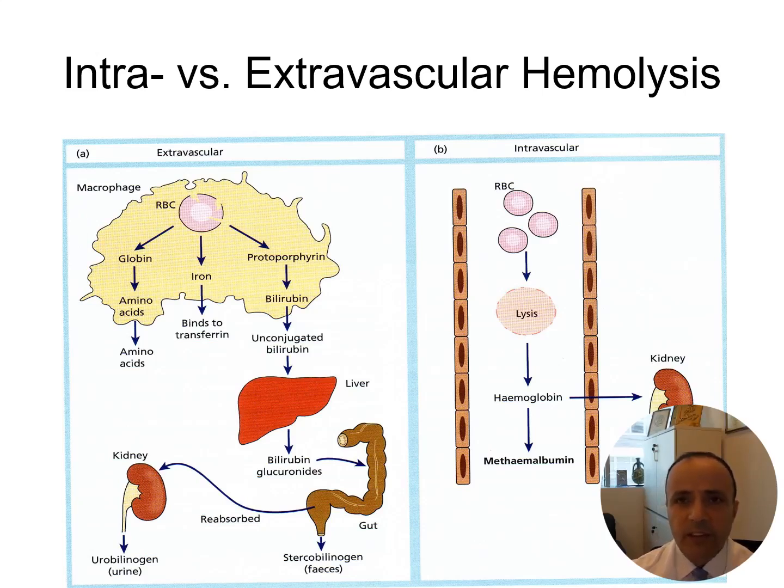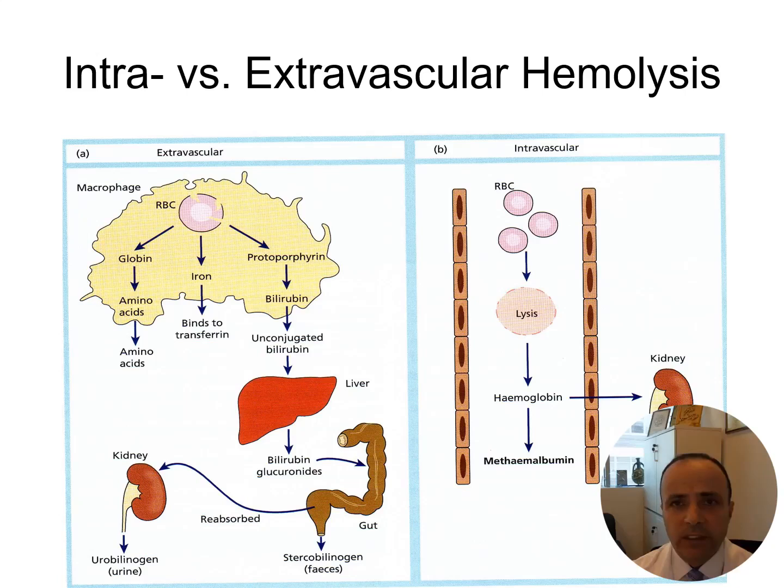So the protoporphyrin gets converted to bilirubin, namely unconjugated bilirubin. That unconjugated bilirubin gets conjugated in the liver and excreted in the biliary tree. The conjugated bilirubin gets excreted in the biliary tree into the intestine. So most of it gets excreted in the stools as stercobilinogen. Some of it gets reabsorbed through the enterohepatic circulation and excreted in the kidney as urobilinogen. So essentially, protoporphyrin, unconjugated bilirubin, conjugated bilirubin, and it gets excreted as either stercobilinogen or urobilinogen.